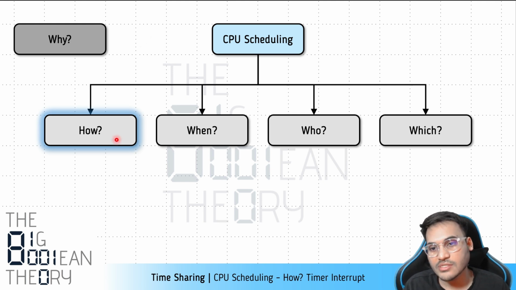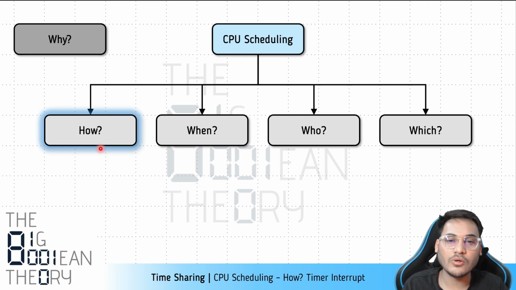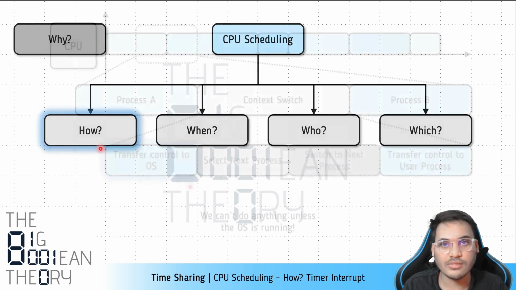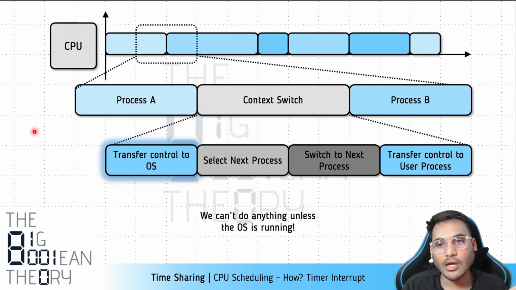So currently we are focusing on the how part, that is, what is the mechanism behind CPU scheduling, how it is actually done, right? So first of all, it should even be possible to do CPU scheduling on a computer system, right? That is why understanding how CPU scheduling will happen is important, right? Then once we have understood how, we can talk about the remaining questions. So in order to understand how CPU scheduling is done, we had broken the problem into multiple parts in the previous video. So let us recall what we had talked about.